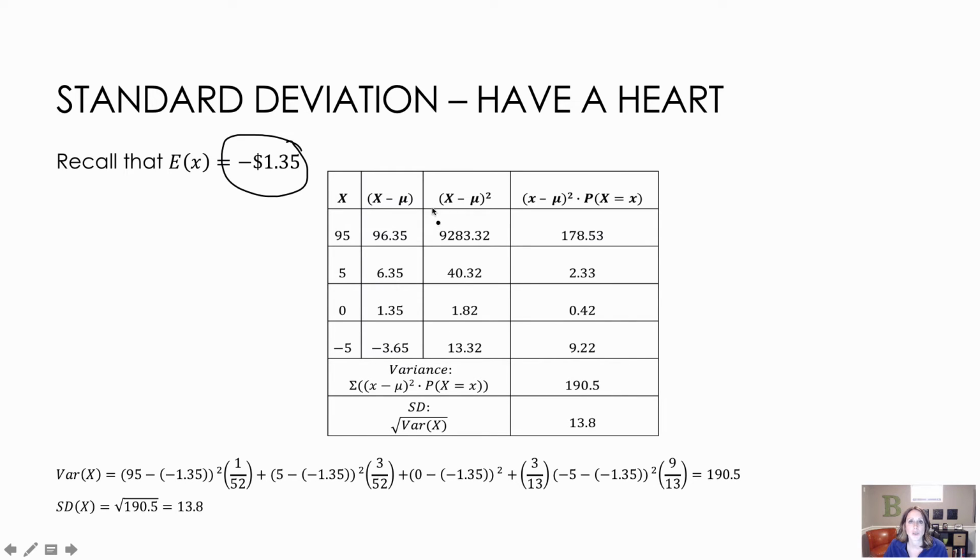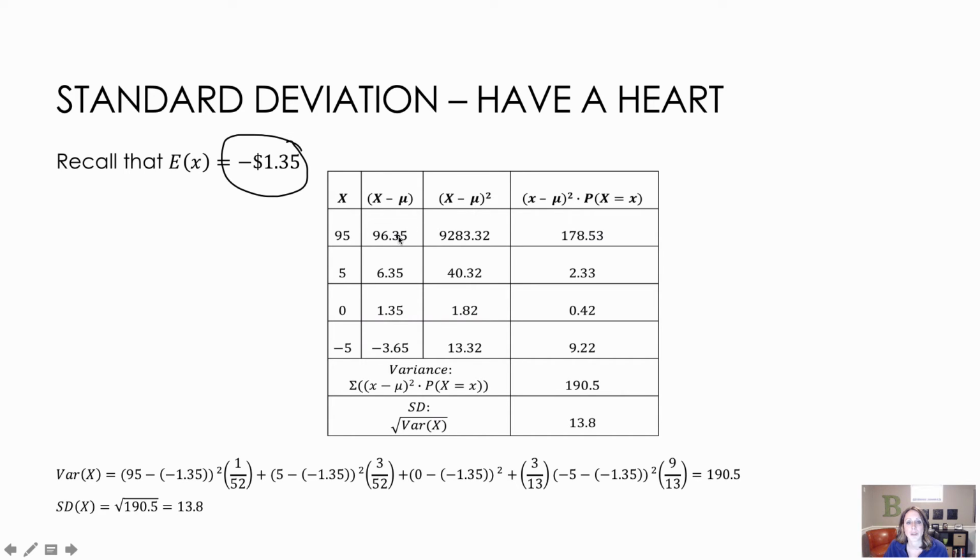There are two ways to do this. You can make a table or you can write it out just like this. I'm going to show you the table first, then show you down here. So x is again our random variable, and these are the values that made up x: 95, 5, 0, and negative 5. We're going to take that value minus negative 1.35. So 95 minus the negative 1.35 is actually plus 1.35, so I get 96.35.